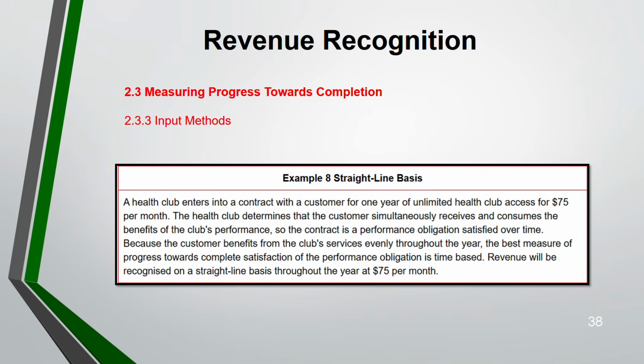Now, an example of a straight line basis. This is about a health club entering into a contract for 1 year of unlimited health club access for $75 per month. The health club determines that the customer is simultaneously receiving and consuming the benefit of the club's performance. So the contract is a performance obligation over time. Because the customer benefits from the club service evenly, the progress towards complete satisfaction of the performance obligation is time based. So revenue will be recognized on a straight line basis throughout the year at $75 per month. Okay.